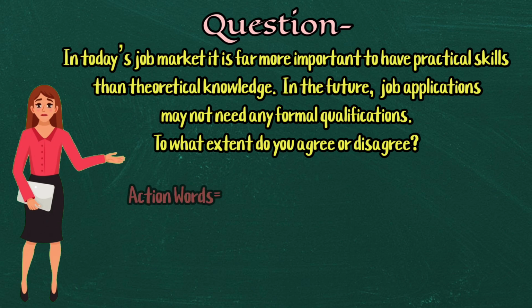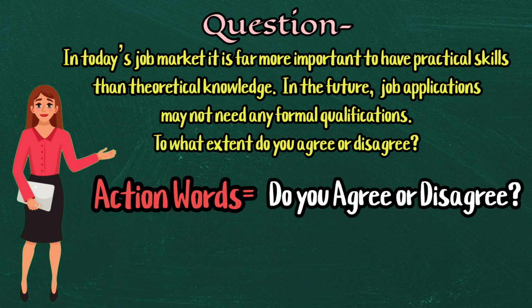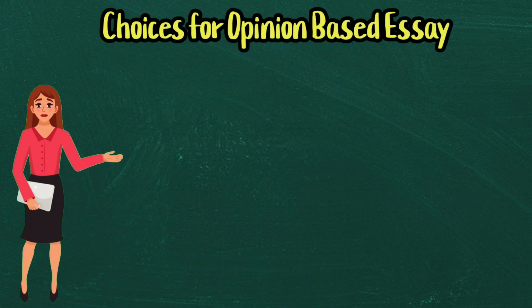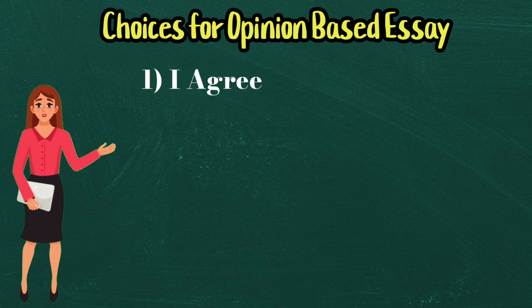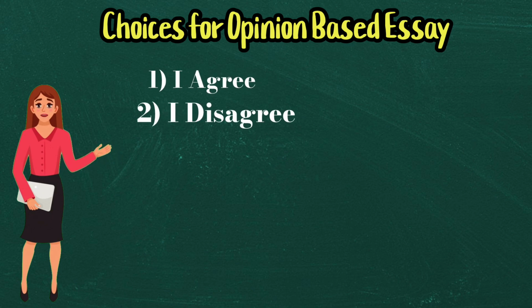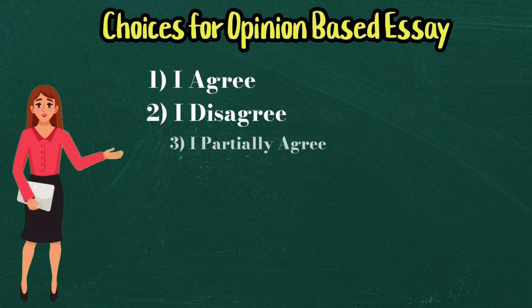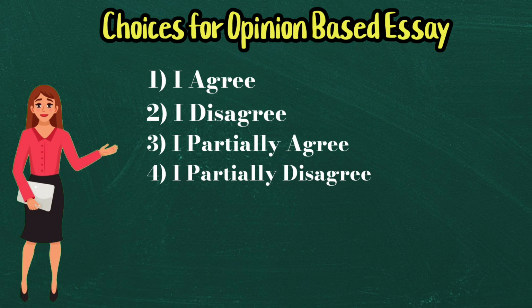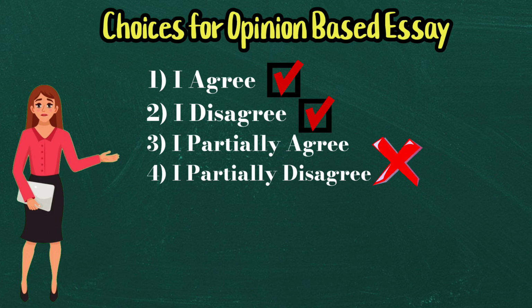Here in the question, the action words are, do you agree or disagree? This is an opinion-based essay and we have 4 choices with this kind of question. Firstly, I agree. Secondly, I disagree. Thirdly, I partially agree. And lastly, I partially disagree. If you take our opinion, the safest option is to choose either option 1 or option 2. Choosing option 3 or option 4 is not recommended as it often leads to confusion and unnecessarily lengthy essays.